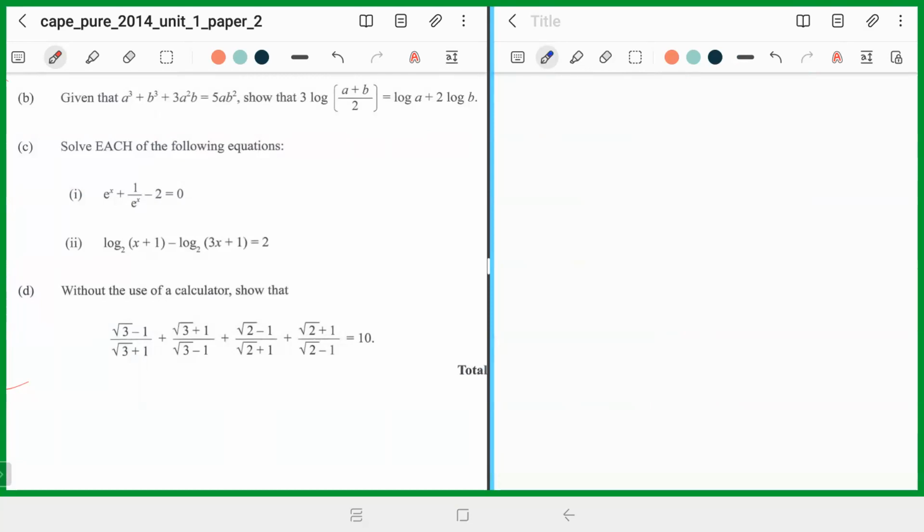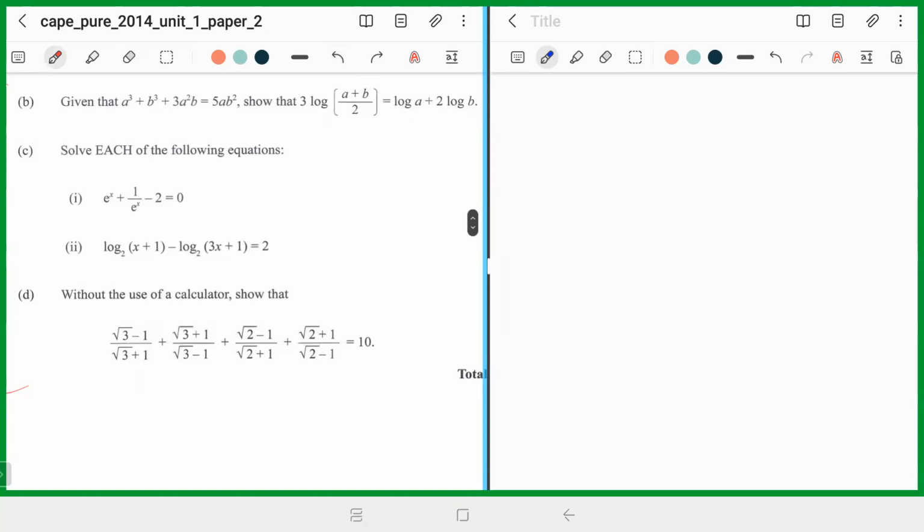First one is, given that this thing equals that thing, show that this equals that. That's a nice looking question, man. Show that this thing is equal to that thing given that information. So we have to use this somewhere along the way, in proving this equals that. They are using the laws of logs to rewrite this and get that. That's what it's all about.